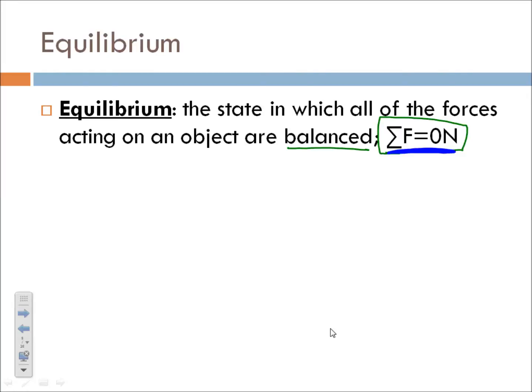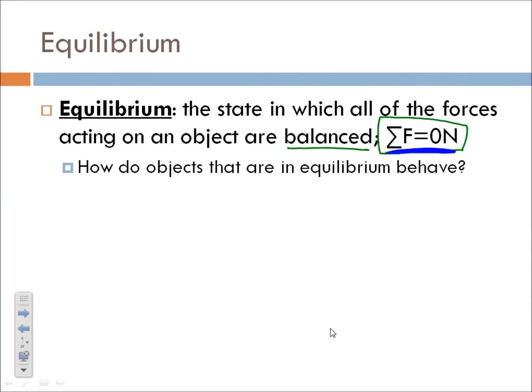All right. So then we have to ask the question, if I have an object that's actually in equilibrium and I'm looking at it, what is it actually doing? How does it behave? All right. And essentially, we can say that objects that are in equilibrium will not accelerate. All right. They will not accelerate.